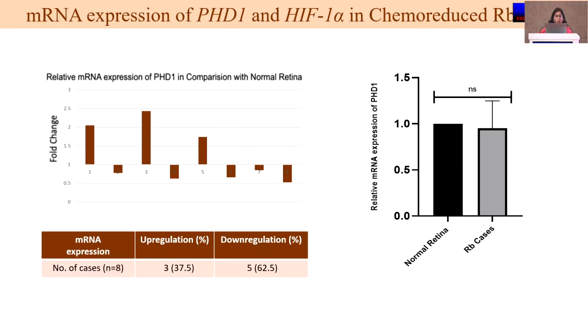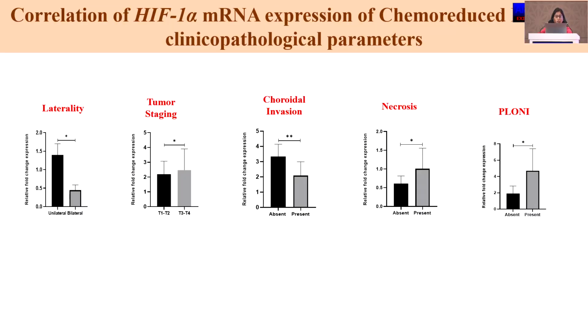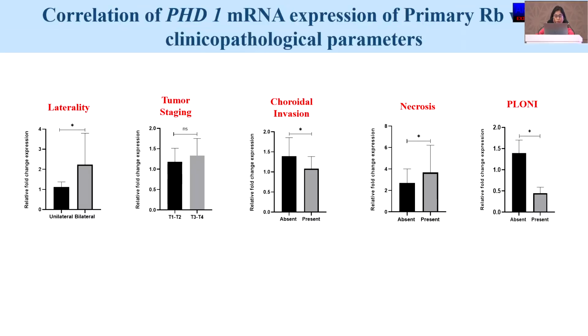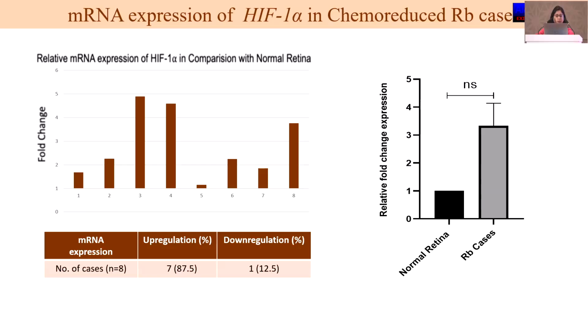This slide shows the mRNA expression level of HIF1 alpha in chemo-reduced cases. 37% of cases have upregulation. And then the mRNA expression levels are correlated with these clinicopathological parameters, and we found statistically significant results. This slide shows the mRNA expression level of PHD1, in which 77% of cases have downregulation.